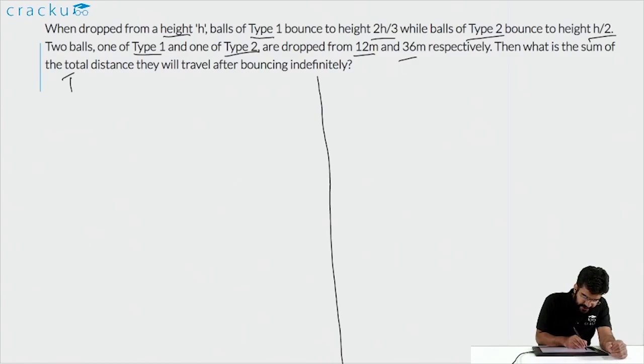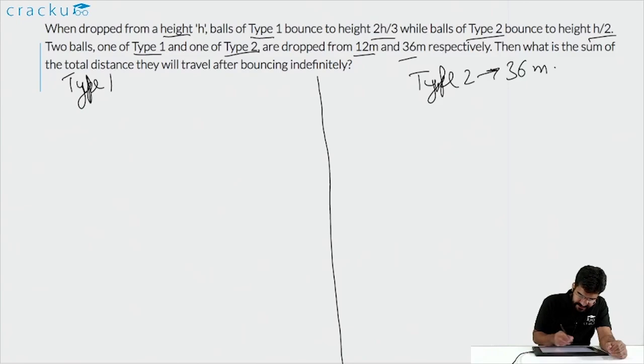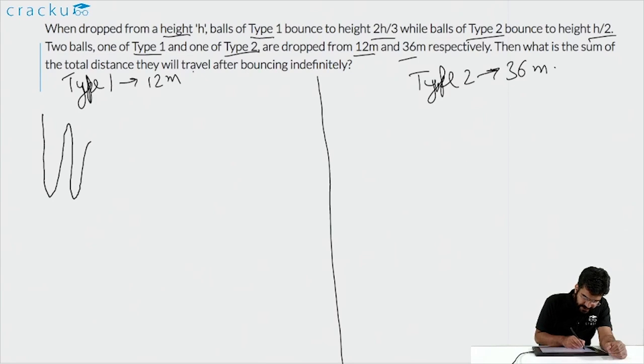So if you look at type 1 ball here, and if you look at type 2, the ball of type 2 is 36 meters and this one has 12 meters. So initially if it is at a height h, then it will come to 2h by 3, then go down and then come to 2 by 3 of that, that is 4 by 9, and again go down and again continue doing it until it will finally fall down to 0.